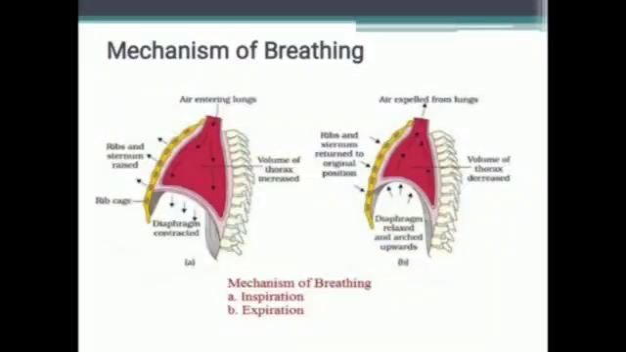Now, the mechanism of breathing. Again, it involves two phases, inhalation and exhalation.